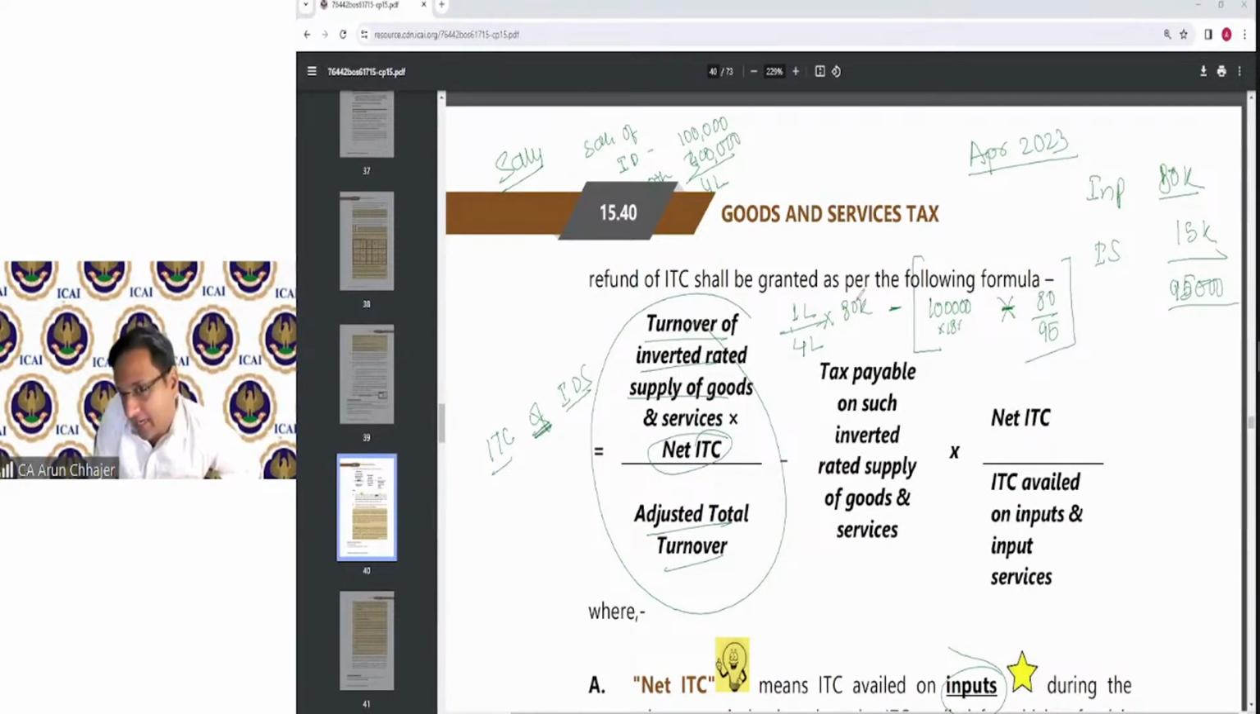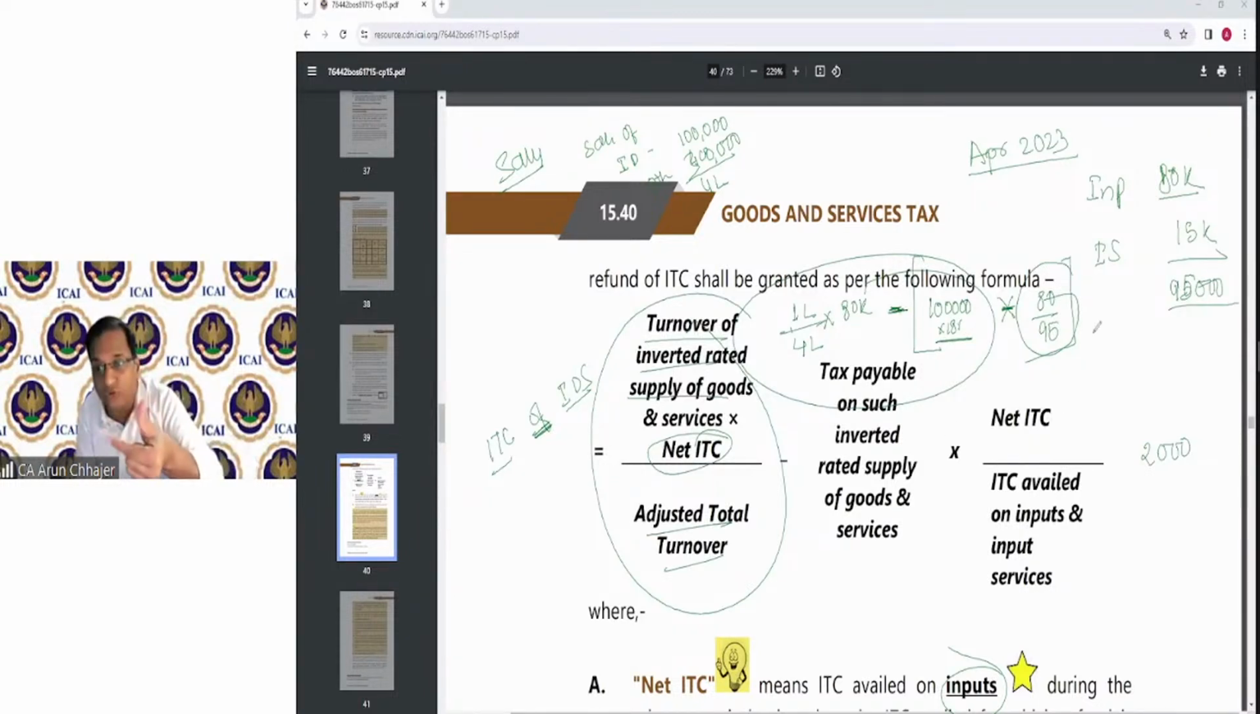See, earlier I was reducing only this much of the amount, so the refund came to 2,000 rupees. But now I am reducing the liability. So the figure to be subtracted, earlier more was subtracted, now it will be less. Why? You are proportionating in the ratio of input and input service. Is that clear? Please confirm once.